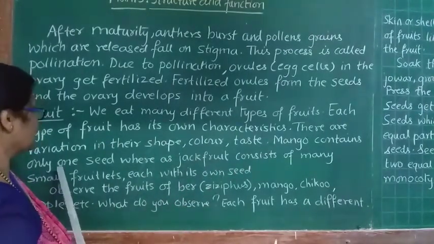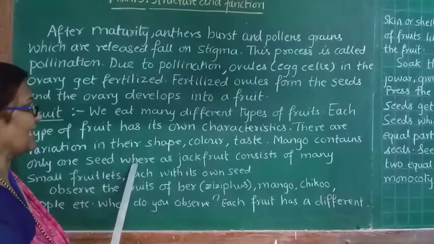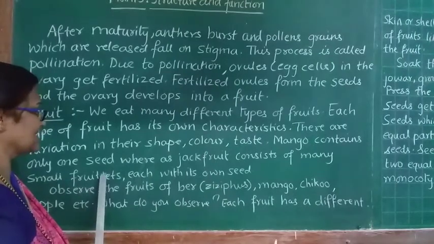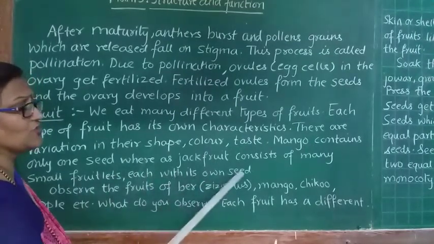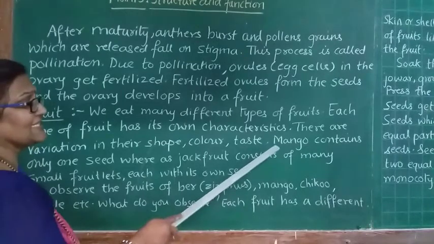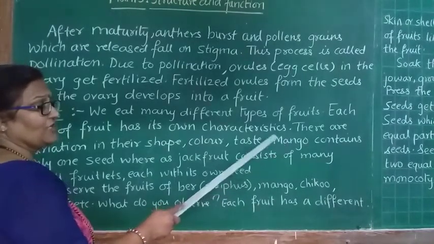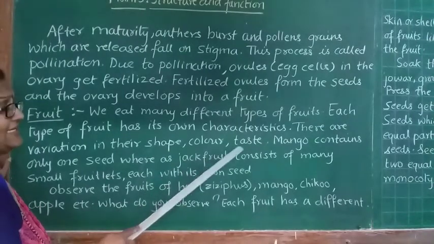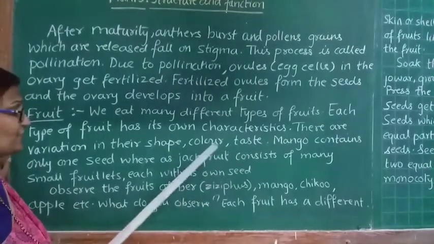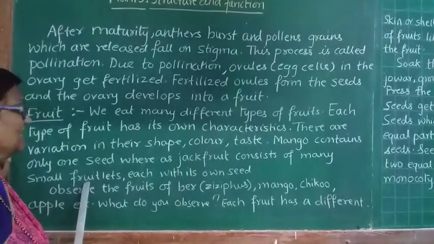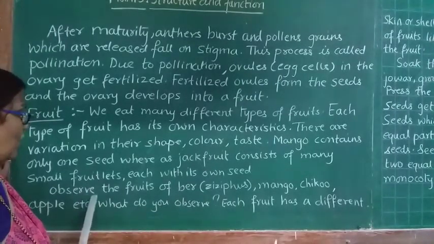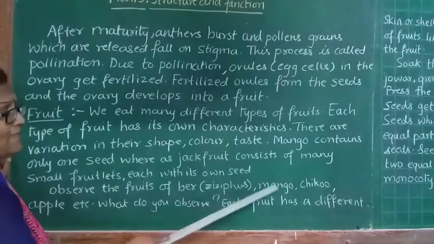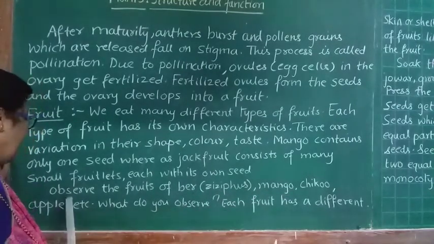Mango contains only one seed, whereas jackfruit consists of many small fruitlets, each with its own seed. So what does this tell us? Mango is a fruit which contains only one seed, but jackfruit contains many seeds, and these seeds are enclosed in small fruitlets.